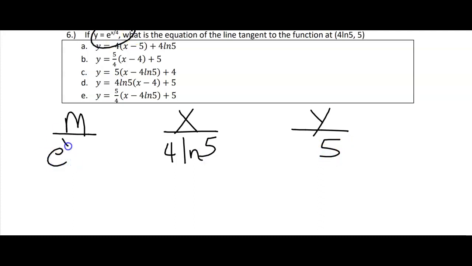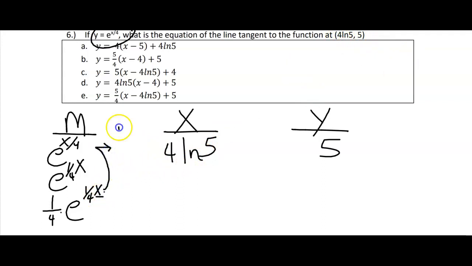Now, e to the x over 4, maybe a nicer way of thinking of that would be e to the 1/4 x. Maybe, right. So when we take the derivative of an e function, we always get the same function again, but we do need to multiply it by the derivative of the inside, which is 1/4. Now, to find the slope, we have to plug in the x value that they gave us, which is 4 ln of 5.